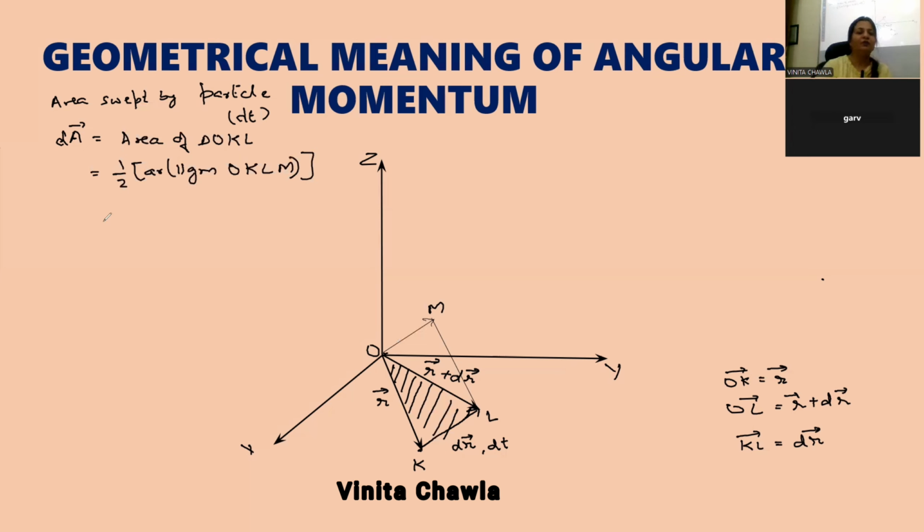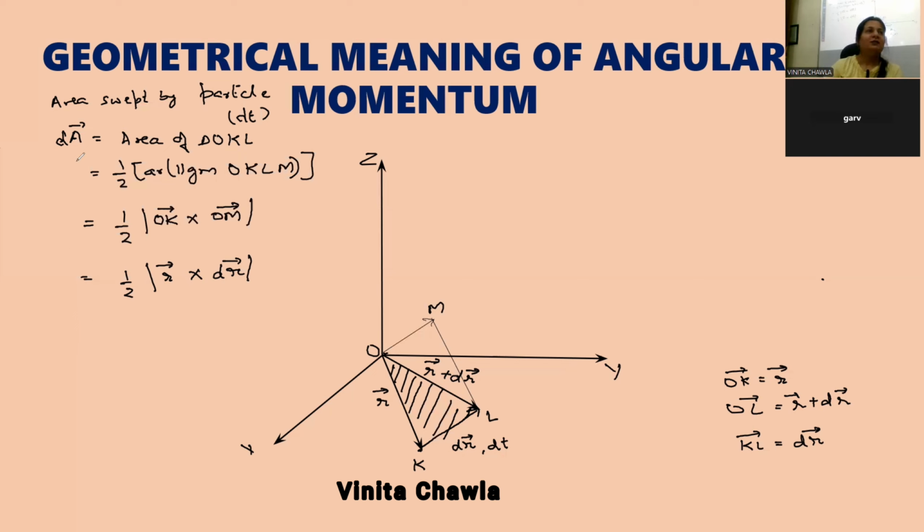Okay, and how do we find the area of a parallelogram? What is the formula? So in this case, we can write vector OK cross vector OM. OK is vector r, and OM is equal to KL. OM and KL are the opposite sides of the parallelogram. They are equal, so we can write dr for this. So half vector r cross vector dr. Any doubt?